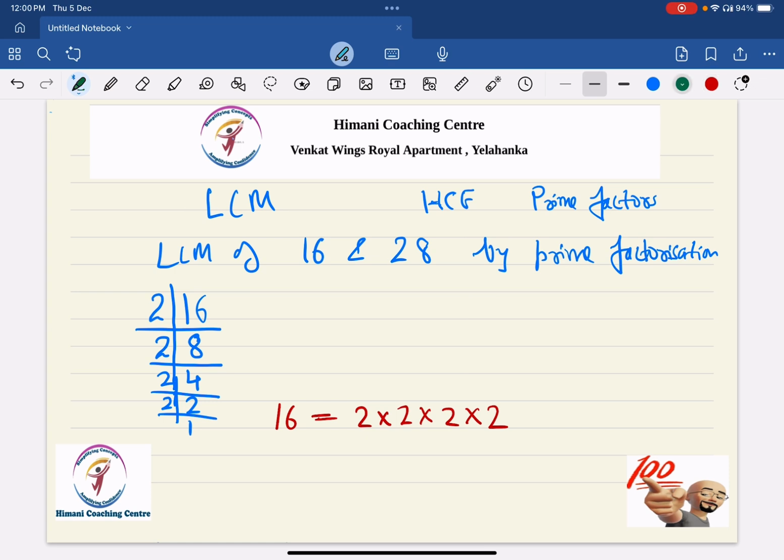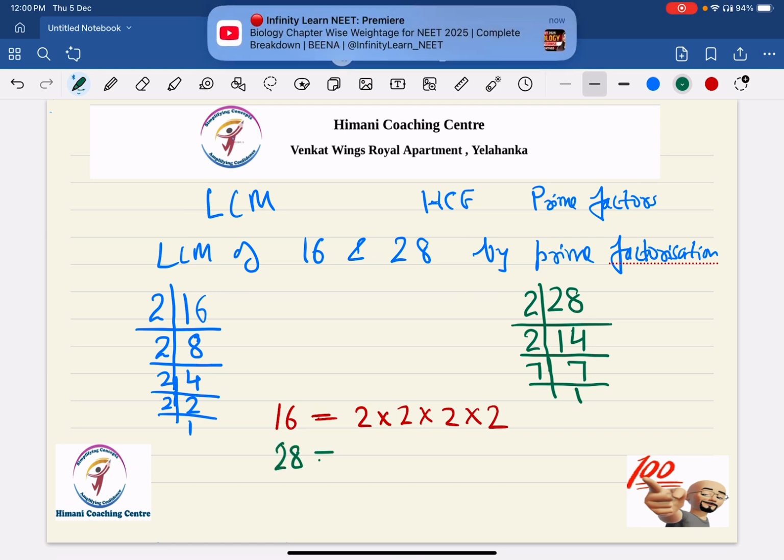Now let us find the factors of 28. So 28 is again divisible by 2. So 2 ones are 2, 2 fours are 8, again an even number divisible by 2. Now it is divisible by 7. Okay. So now let us write the prime factors of 28, which is 2 times 2 times 7.